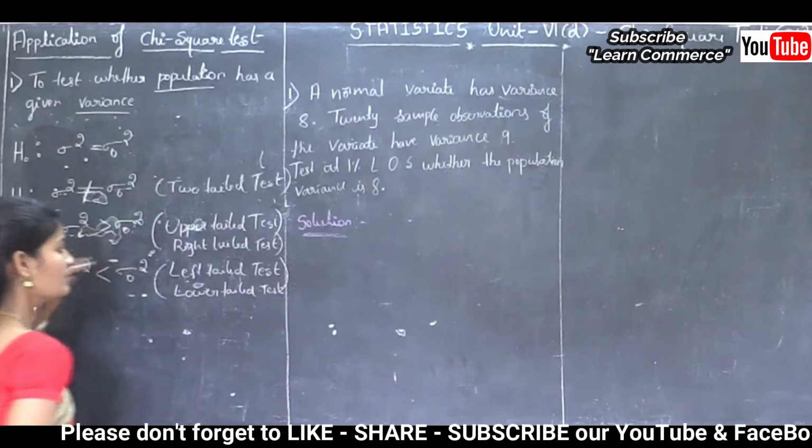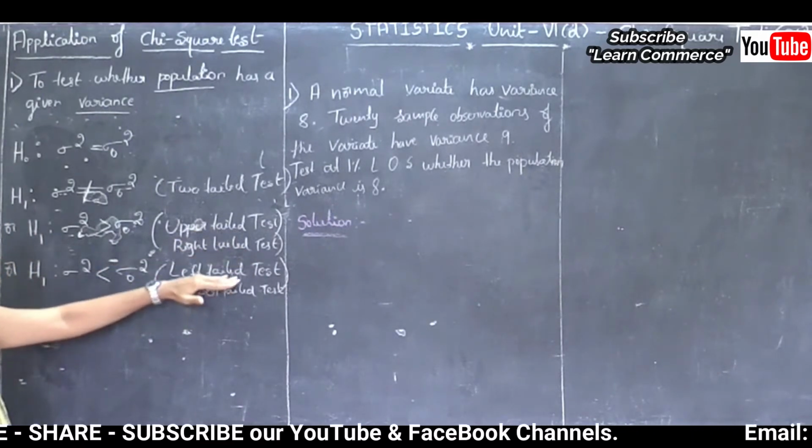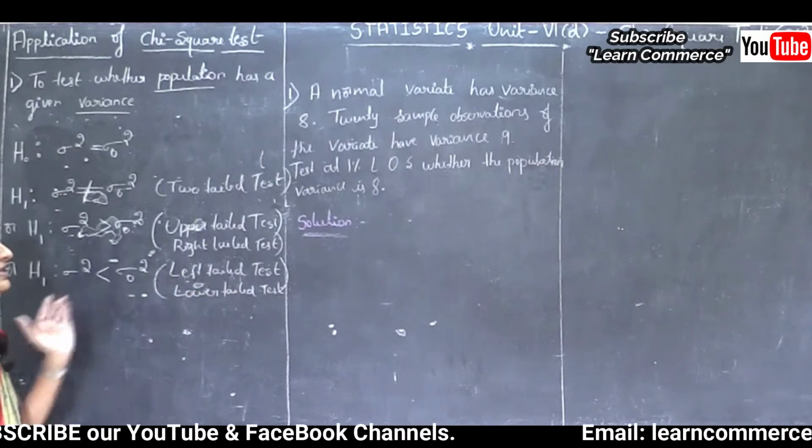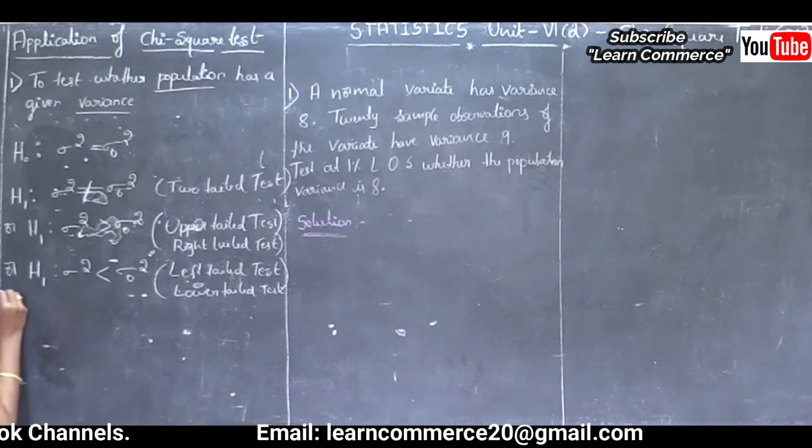Don't confuse: the right tail test is also known as the upper tail test, and the left tail test is also known as the lower tail test. Okay, this is step 2. Then step 3 is the test statistic.